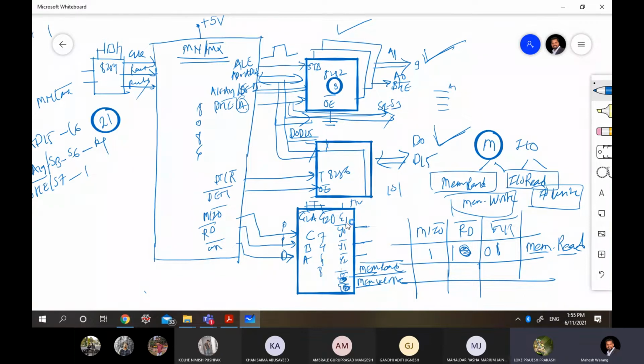Likewise, tell me which output of this decoder will act as IO read. For IO, M/IO bar should be 0, read bar should be 0, and write bar 1, so 0 0 1. Since I have to read, I keep it 0. That means 001, so Y1 will act as IO read for me. And likewise for IO write, 0 1 0. Perfect. So out of this decoder, Y1 and Y2 will act as IO read and IO write respectively, and Y5 and Y6 will act as memory read and memory write respectively. So this is how we use a decoder to generate the required control signals.